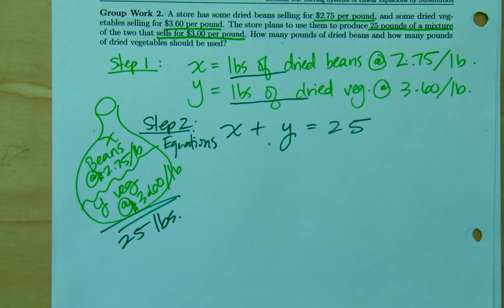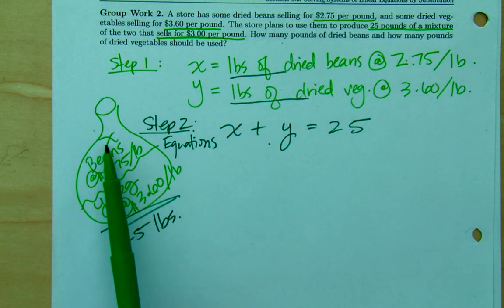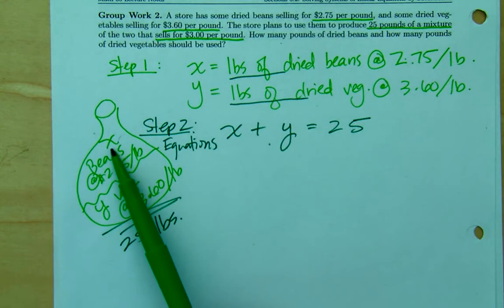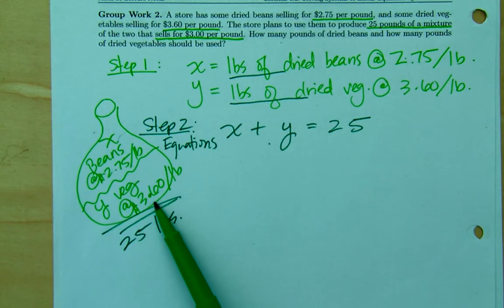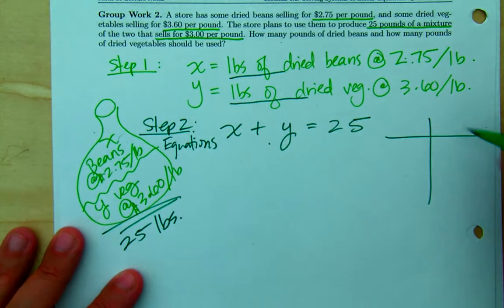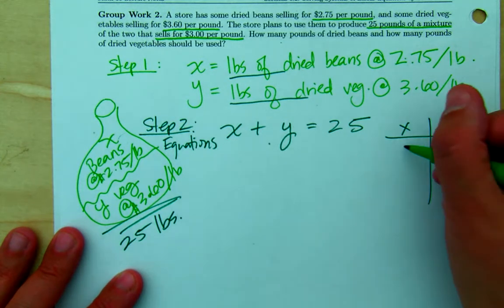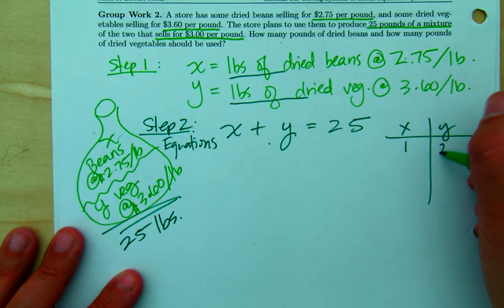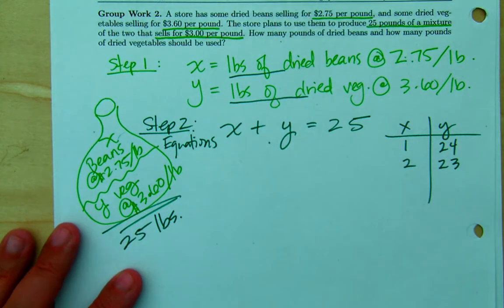So that's one equation. In a system of equations, we have to have two equations. The second equation is much harder. But do you see how the first equation is like, well, if I make 10 of these pounds beans, then I would have 15 pounds of vegetables, right? And that's back in Math 60. Do you remember how you would use a table and say, okay, 1 pound of beans, 24 veggies, 2 pounds of beans. I can't do math anymore. 23 veggies. You see what I'm saying?